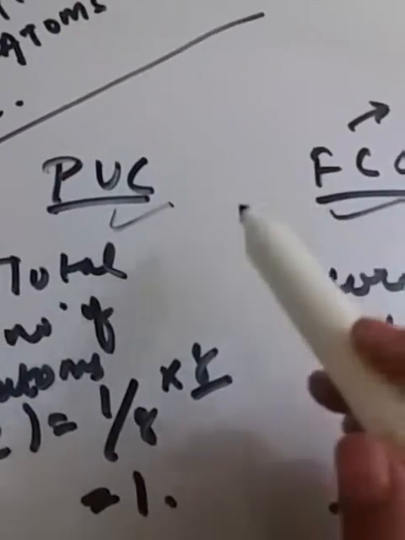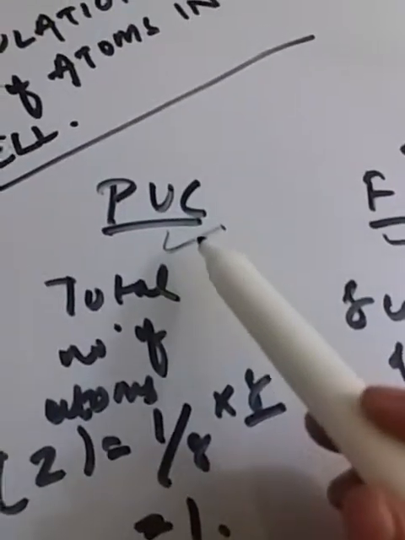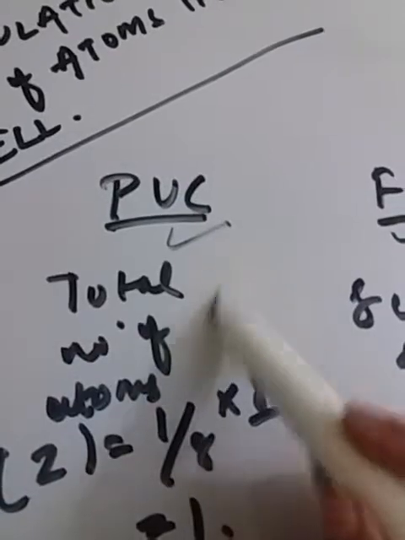So let's see about calculation of number of atoms in unit cell. Three types: primitive, face centered and BCC. I will tell you about edge centered also. Let's see first. Primitive unit cell means only at the corners.